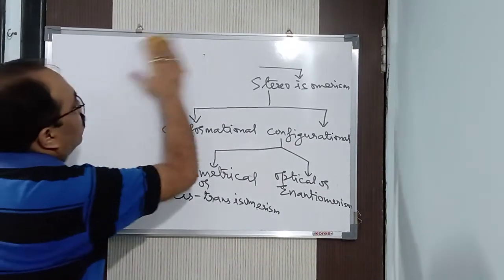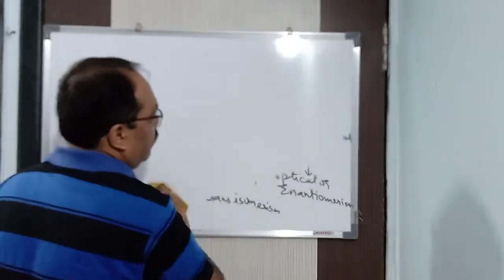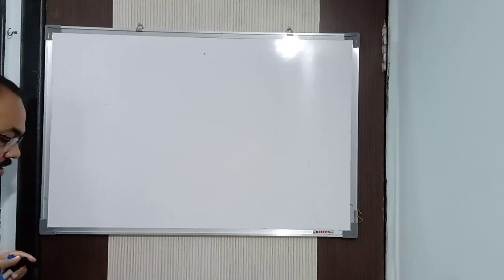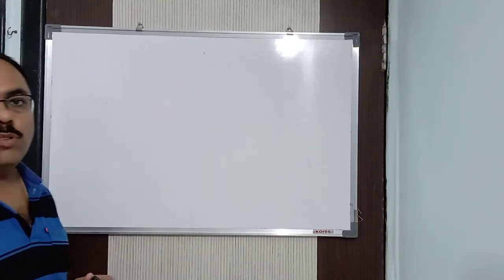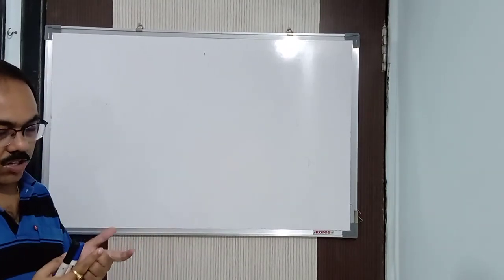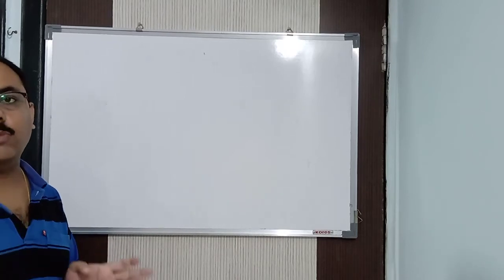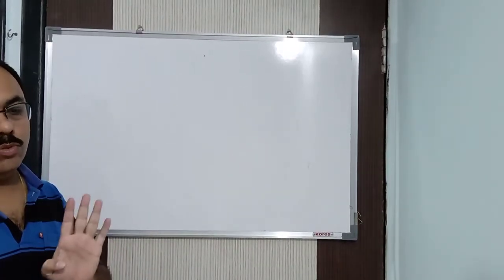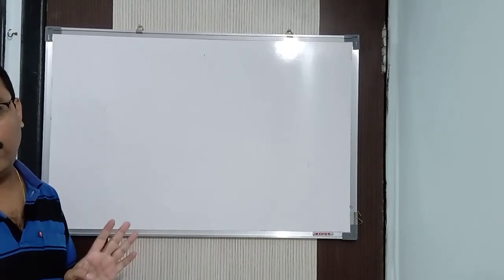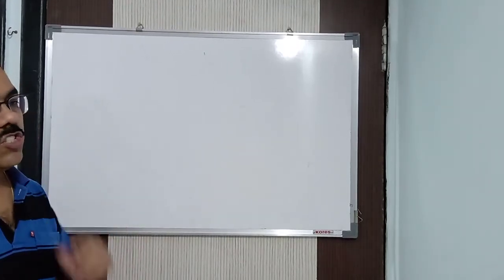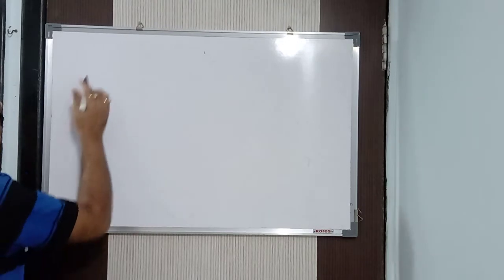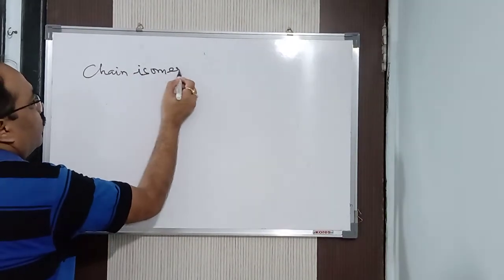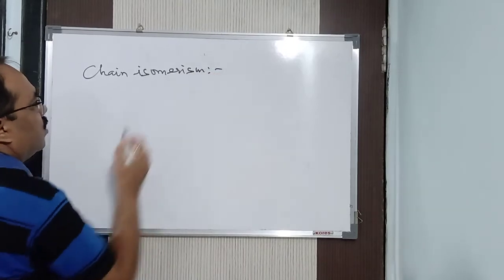First, let us come to constitutional or structural isomerism. It is divided into six types, as you know: chain, positional, functional, ring chain, metamers, and tautomers. Now children, I am going to tell you a lot of important points. Please note them down. First, chain isomerism. Note down some important points.